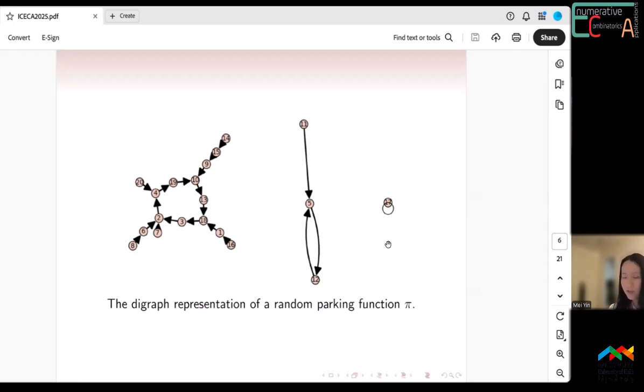I chose this specific one because it has some nice features. We see that it has 3 components, and one component is very trivial: it's a fixed point. The other component has a pair of vertices and also one tree branch, just an edge attached to it. And then another component is more substantial. It has a cycle and different trees attached to the different vertices of the cycle.